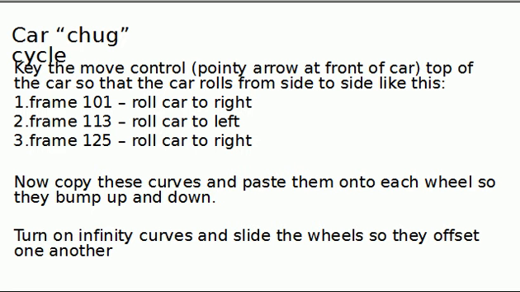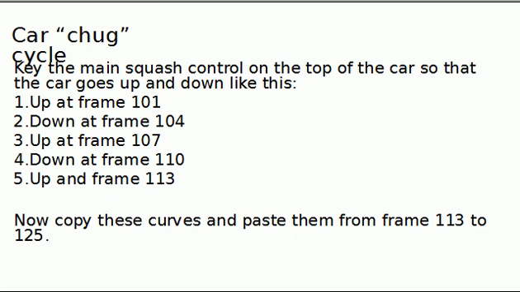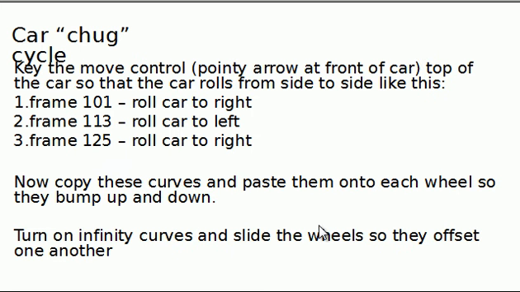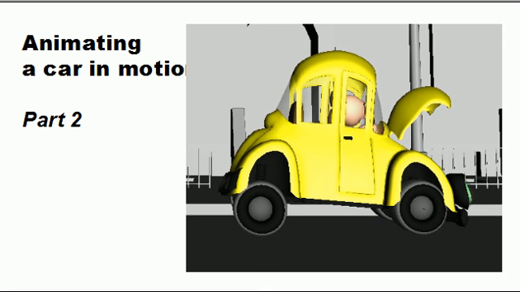And you can then basically take this curve. Actually, the curve you probably want to copy is the main squash control curve. And then you can paste that onto each wheel of the car, because you can animate the wheels of these cars as well, so that the wheels then bump up and down. You then turn on your infinity curves, grab the translate Y control on the wheels, and just offset them a little bit so they're not all going up and down at exactly the same time. Scale those curves to make sure it all feels right.